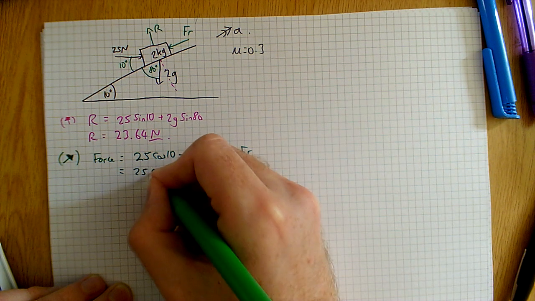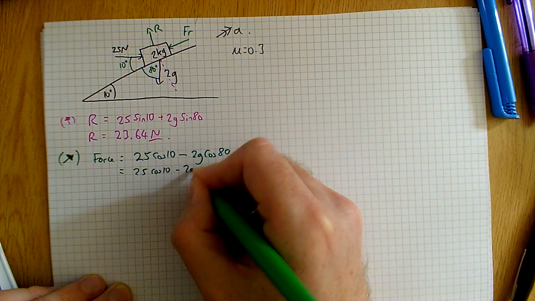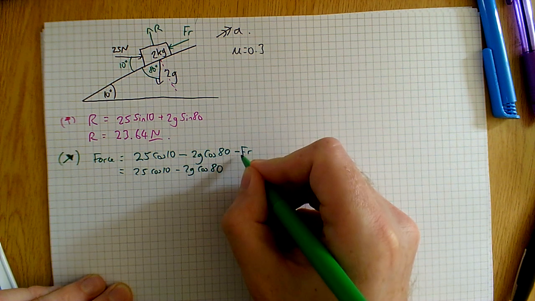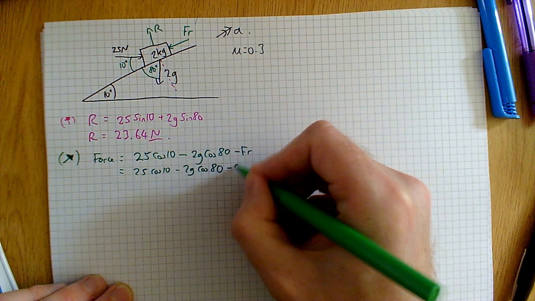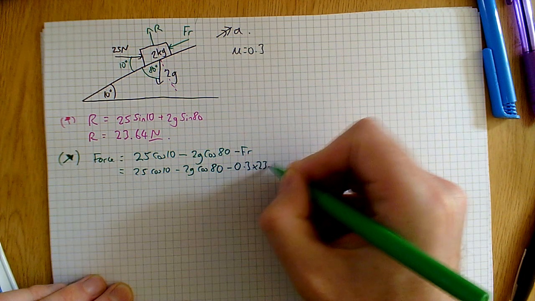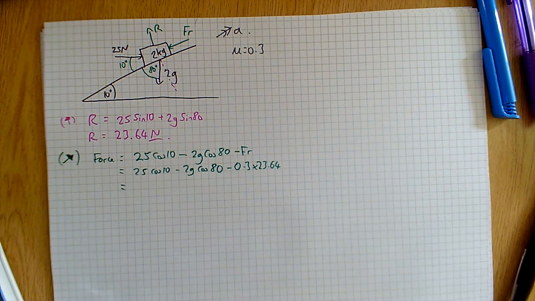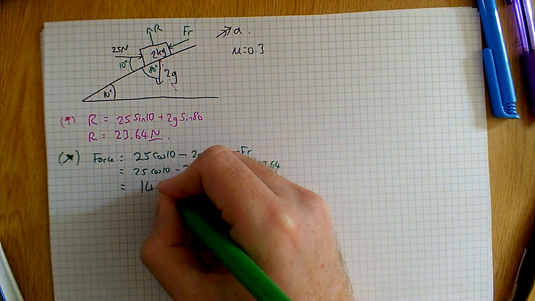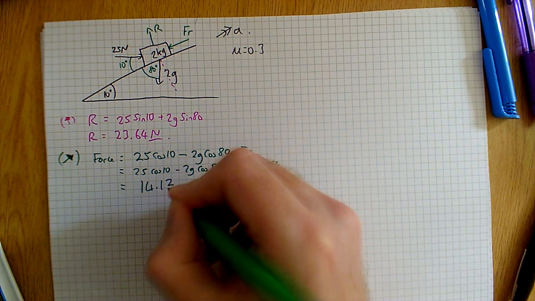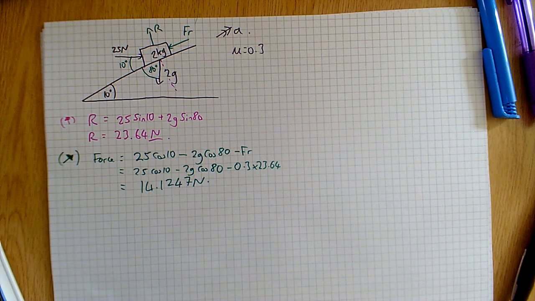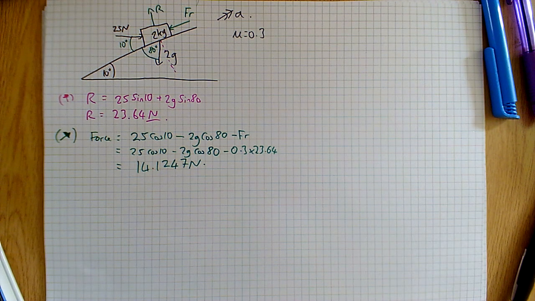So this is 25 cos 10 minus 2g cos 80, and then it's mu R, isn't it? And we know mu and we know R. So it's 0.3 times 23.64. That can all be calculated, they're just numbers, so let's calculate that now. So it's 14.1247 newtons to 4 decimal places or whatever, because we're going to use that in the next step.